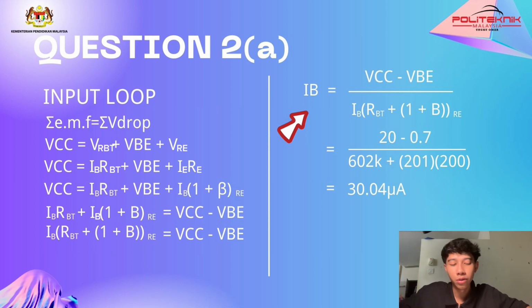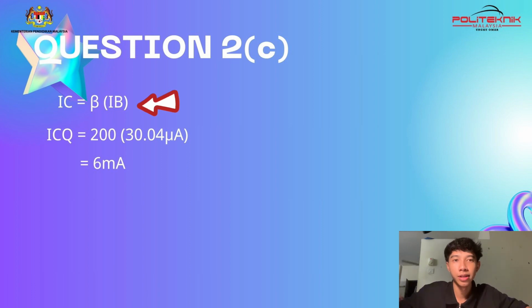So we put the data. We know the VCC is 20 volt minus 0.7, it will be 19.3 volt, and divide with 602 kilo ohm plus 201 multiply with 200. So the IB value is 30.04 microampere. We also can find the IC or ICQ. So IC is equal to beta multiply with IB. So beta is 200 and IB we already get, which is 30.04 micro, and you multiply them, you will get 6 milliampere.